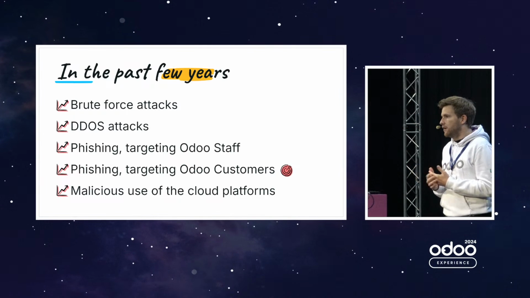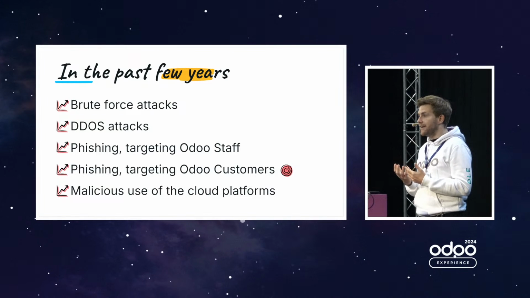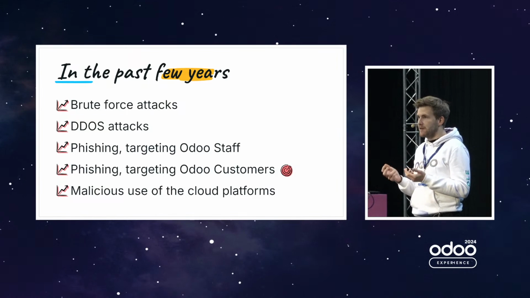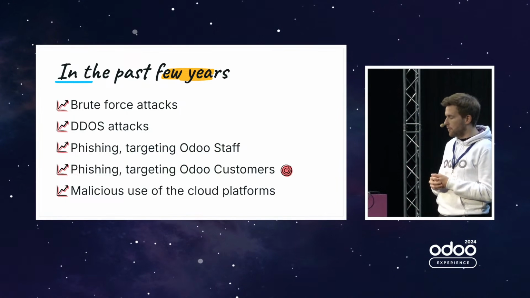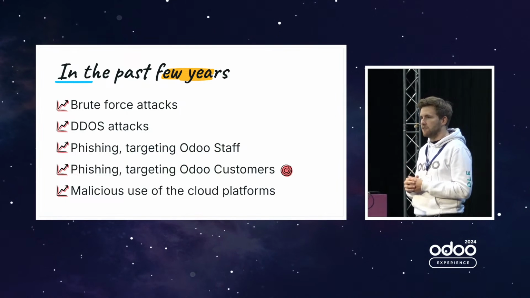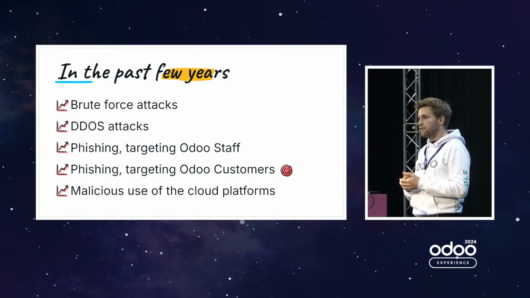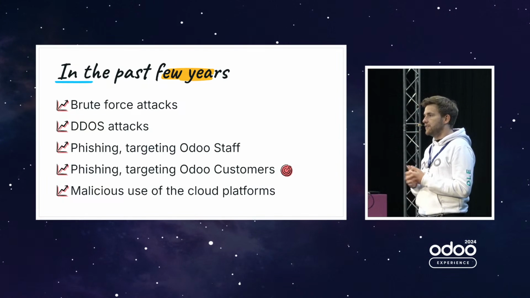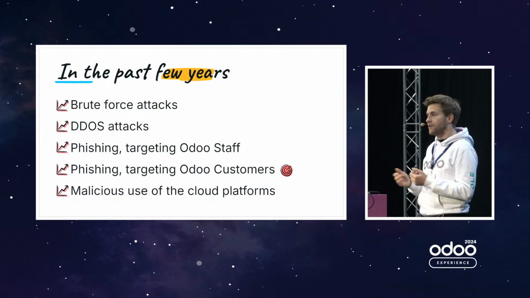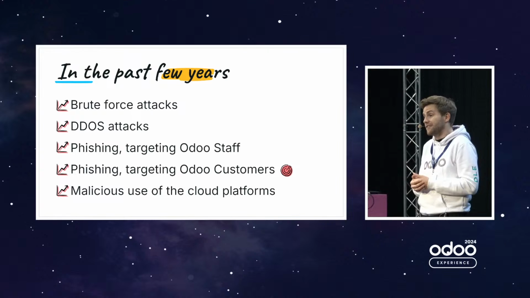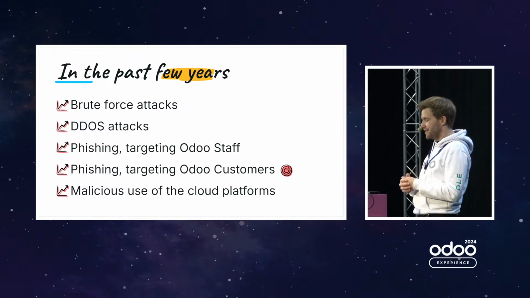Then we have an increasing number of attacks or malicious use of the cloud platform like Odoo Online. They use Odoo Online as an email spamming platform. They send tons of emails from our platform to customers all over the world, and we try to counter this. They are also using Odoo Online to make their phishing websites. Like, they pretend to be, I don't know, the PlayStation Store, and they start selling things, but it's actually not the PlayStation Store, it's them.